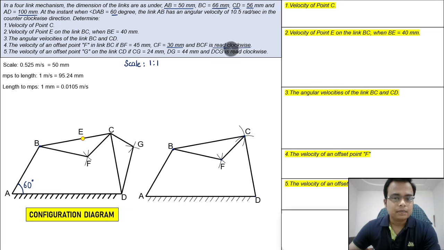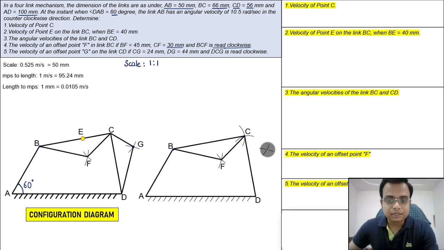Anyway, we've got one more point, that is this point G. Again, G has to be put up in such a manner that DCG is read clockwise. So again, we are going to put arcs here only. We've got CG, and CG is equal to 24. So with C as center and 24 as radius, just put an arc. And then with DG as 44, in your compass, take 44 as the radius. With D as the center, cut an arc, and this is going to give you point G. So join G with C and D.